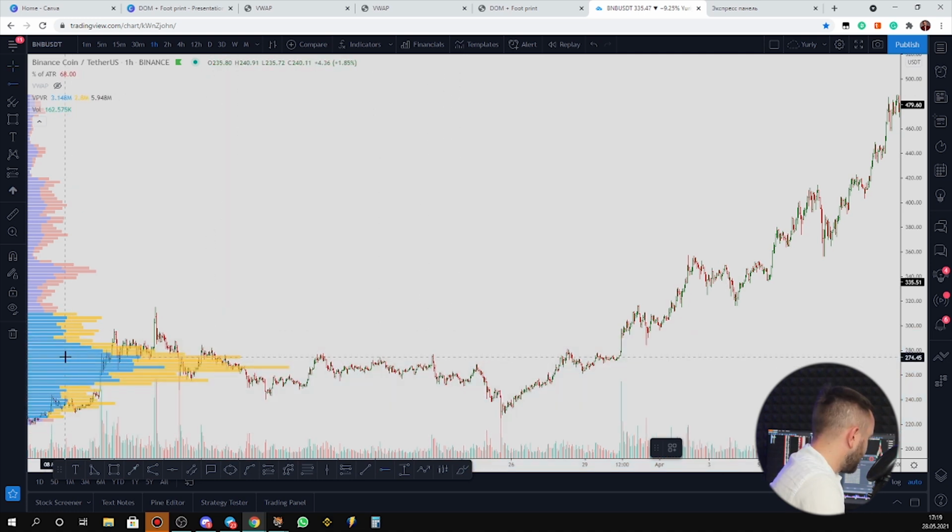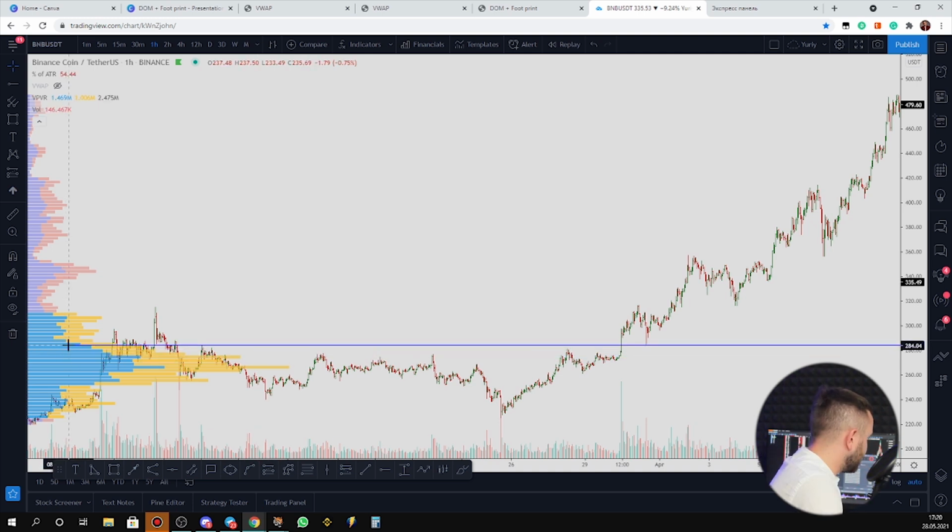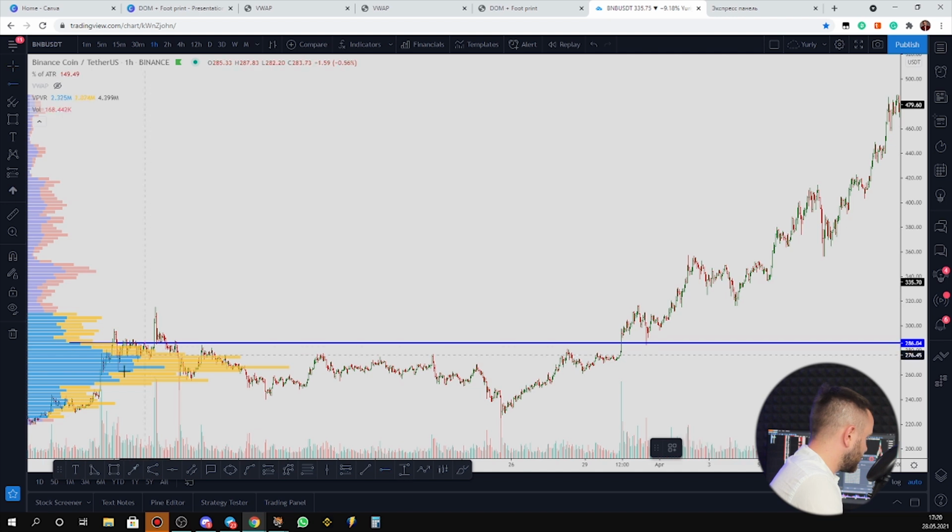For example, like this price, it shows us a volume where people trade. For example, here. It adds, and after that, it shows you a lot of volume. I personally call such a place a value area. Why do I call it a value area?